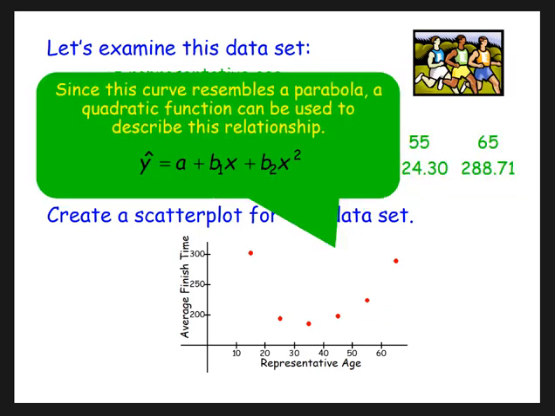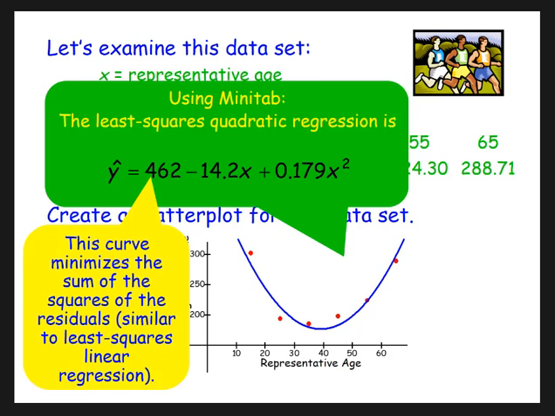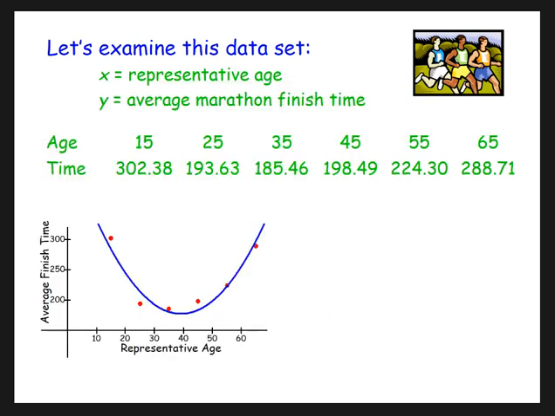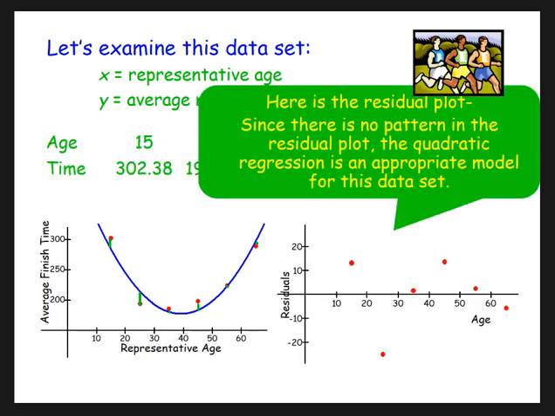Since this curve resembles a parabola more than a line, we would describe it with a parabolic relationship, not a linear relationship. You can use Minitab to create that quadratic relationship, though it's really not part of this course. This curve minimizes the sum of the squares of the residuals, similar to linear regression, but this is for quadratic regression. Notice the residuals from the quadratic regression still go vertical to that parabola from the regression equation. And of course, our residuals have no predictable pattern.